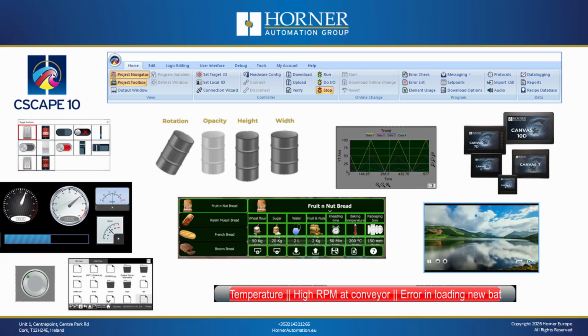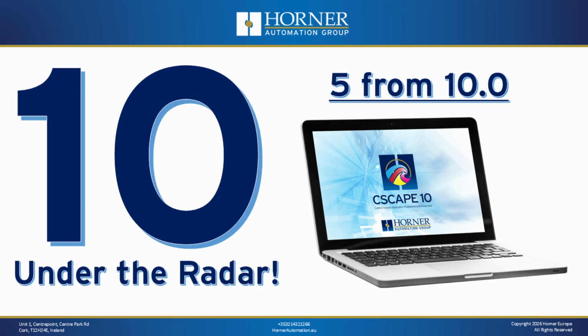Some objects were entirely redesigned from the ground up, like the Trend object, with its new 16 pen capability and the ability to turn pens on and off dynamically at runtime. There were new objects added too, like the Video object, the Recipe object, and the Removable Media object. These changes represent the major advances made with the release of Cscape 10. But the rest of this webinar will be dedicated to covering some of the lesser known features that might improve your existing workflow. Let's now start the countdown.